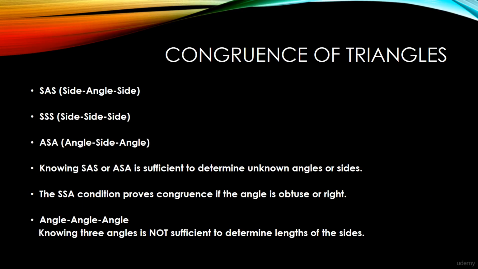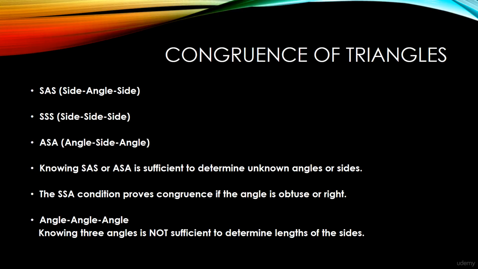Congruence of triangles. Two triangles are congruent if their corresponding sides are equal in length and their corresponding angles are equal in size. SAS, side angle side. If two pairs of sides of two triangles are equal in length and the included angles are equal in measurement, then the triangles are congruent.